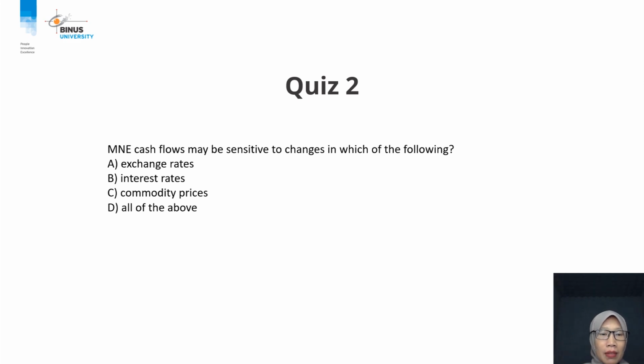Question 2. MNC cash flows may be sensitive to changes in which of the following? A, exchange rate. B, interest rates. C, commodity prices. D, all of the above.